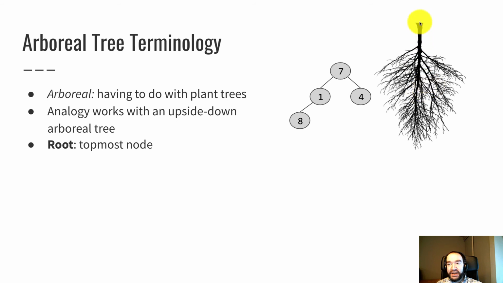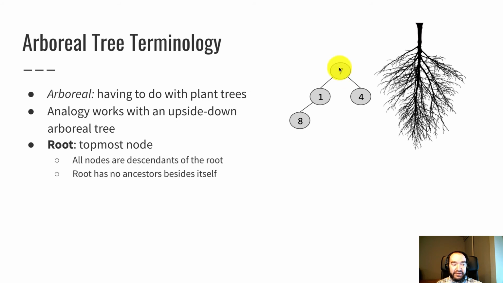The root is underground, so it's very high in this upside down picture. So the root is 7 in this example. All nodes are descendants from the root based on how descendant is defined, and the root has no ancestors aside from itself. Every node counts as its own ancestor, but there's no other nodes that are ancestors of 7 because it's at the top.